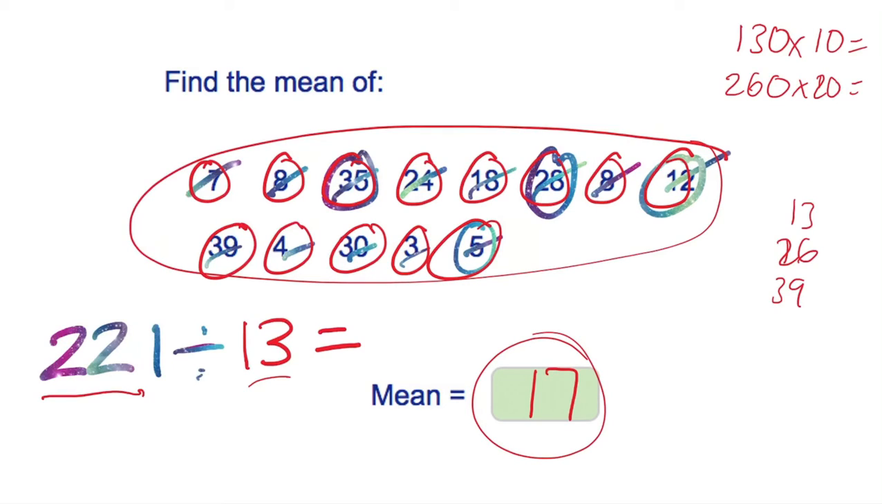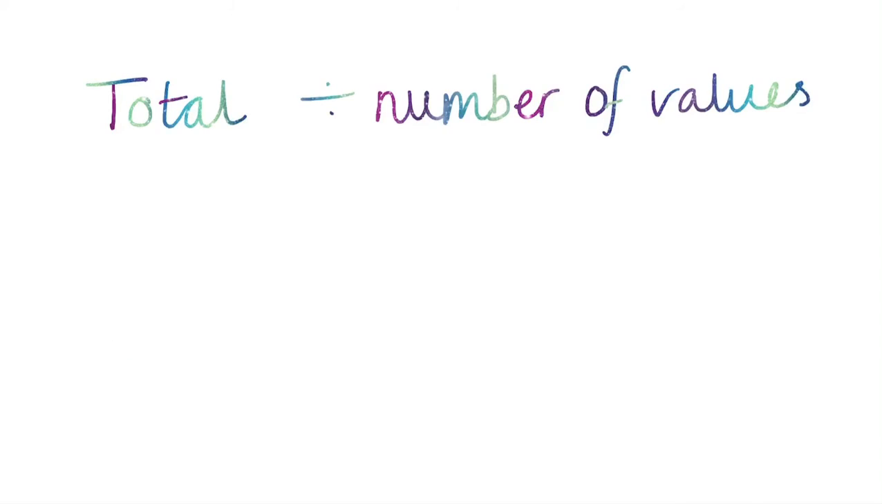Or as some people would say, it's the average. It means if we add everything together, divide it by how many values, that's the one that kind of comes out as the middle ground. Okay, so again, this is how we're finding the mean. Find the total of all of the numbers you're given, divide it by the number of values. And I hope that makes sense.